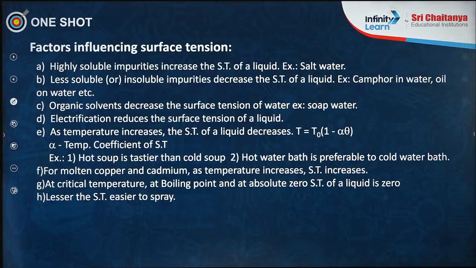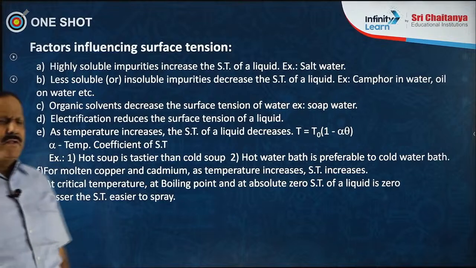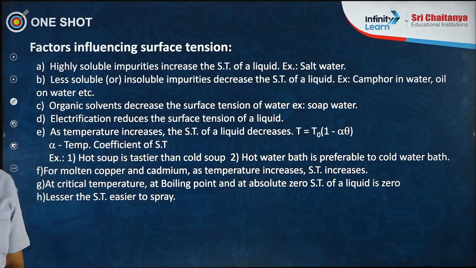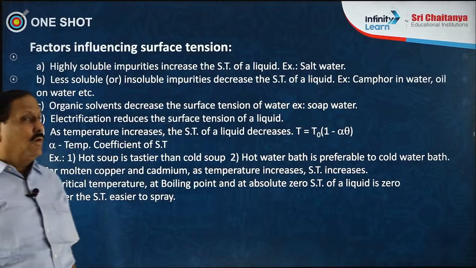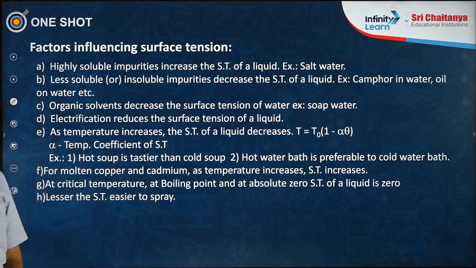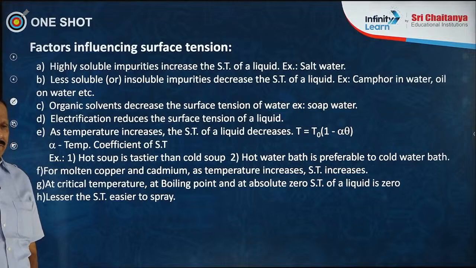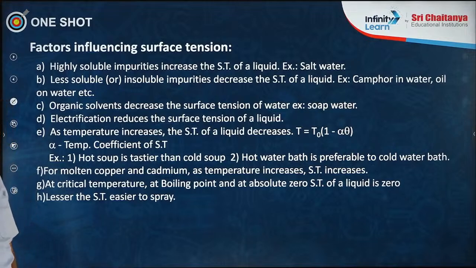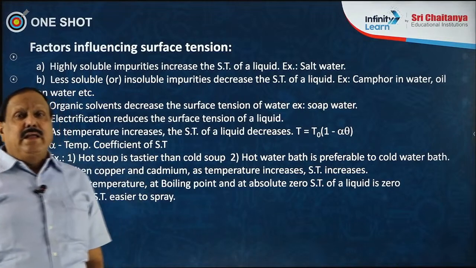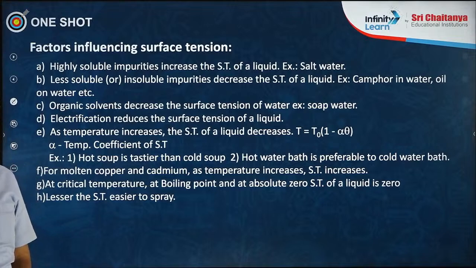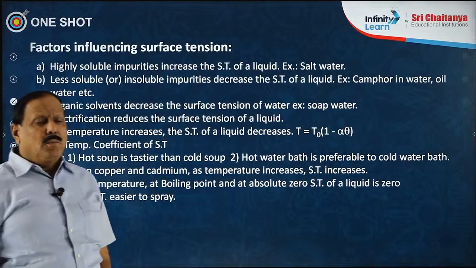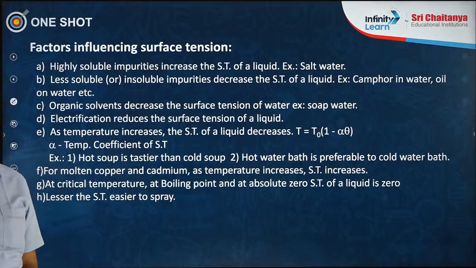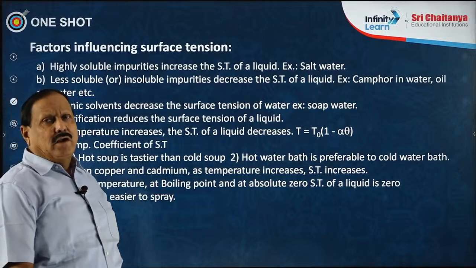For example, salt water. Salt is soluble in water. Therefore, surface tension of salt water is more than ordinary water, because here salt is a soluble impurity. Insoluble or less soluble impurities decrease the surface tension. For example, soap water. The surface tension of soap water is less than ordinary water.